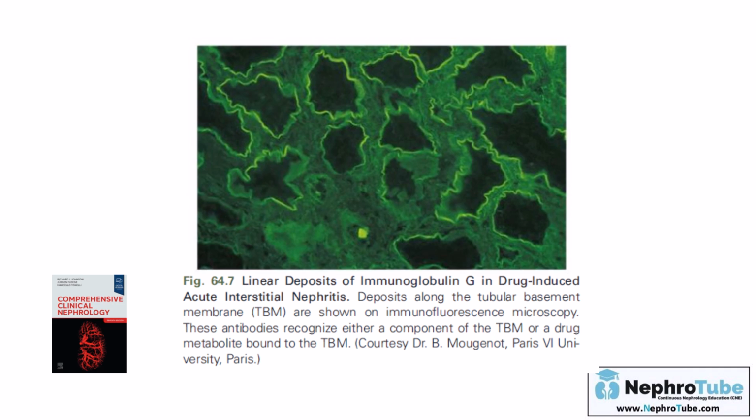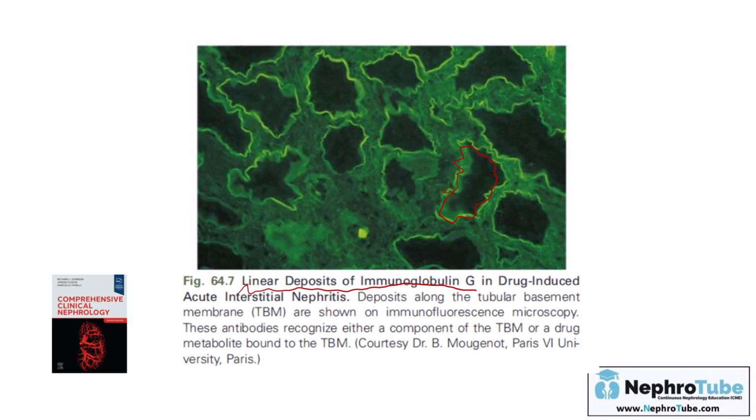Another pathology that you can find in acute interstitial nephritis, but actually you are not looking for it for diagnosis, because usually acute interstitial nephritis is enough to be diagnosed from light microscopy. On immunofluorescence, you may find the linear deposition of immunoglobulin G in drug-induced acute interstitial nephritis. You can see that tubules here are linearly marked. This is because of IgG.